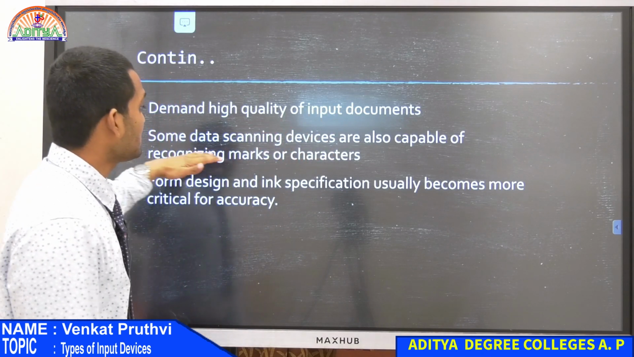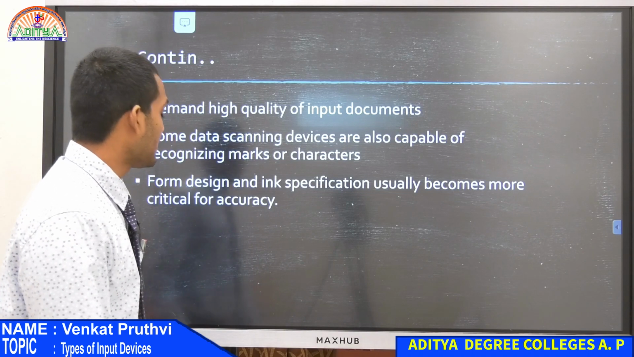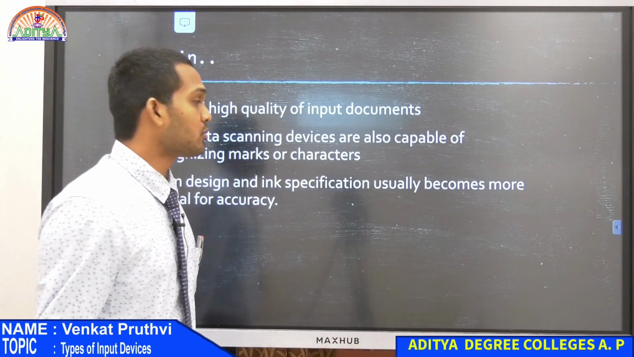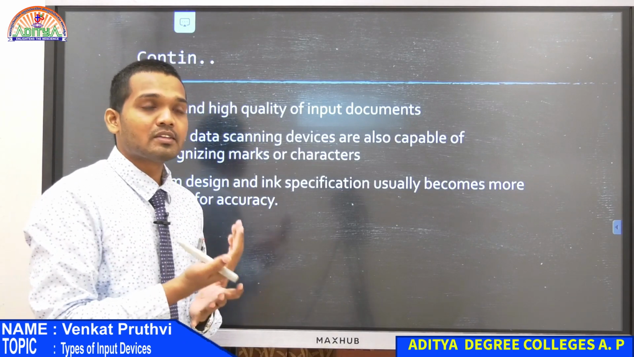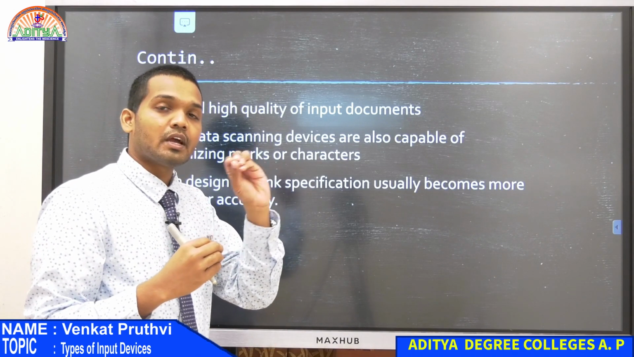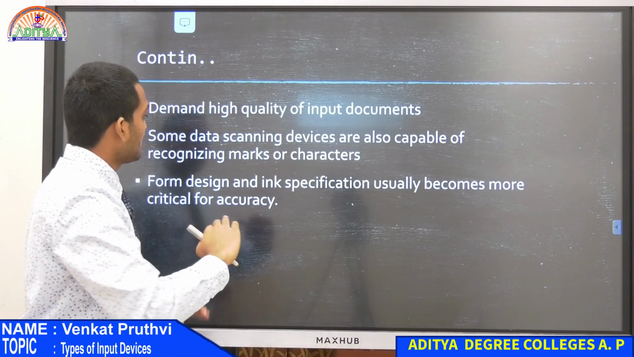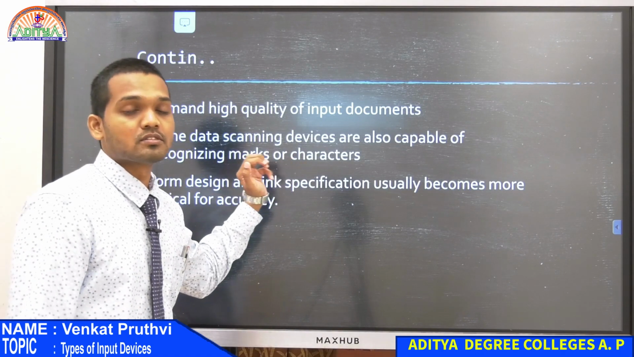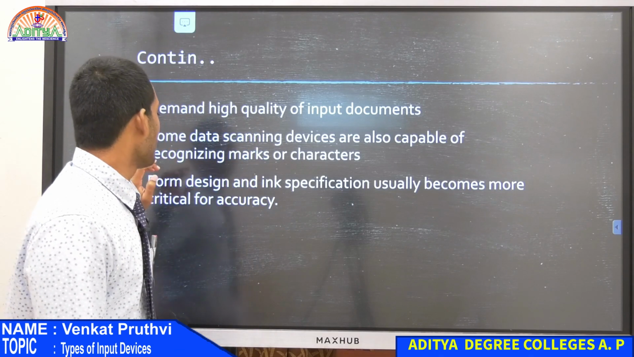And then some data scanning devices are also capable of recognizing marks or characters. We'll see about this in the next input and output devices, where I would like to show you how these devices are able to capture or understand different kinds of characters, or how they are able to recognize the text. We'll see about it, but some data scanning devices are also capable of recognizing marks and characters. Just try to remember this. In the next slides, you'll understand what this means. Okay.